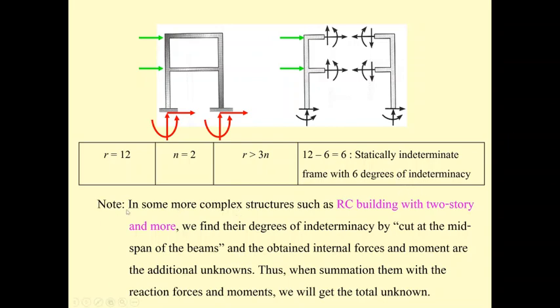Anyway, we are supposed to know that in some more complex structures, such as an RC building with 2 stories or more, if the supports of the frame are fixed, we can cut the beam and count each cut as going to be 3 unknowns. With 3 unknowns, we arrive at the frame having 6 degrees of indeterminacy, which is what we generally use to determine on this table.